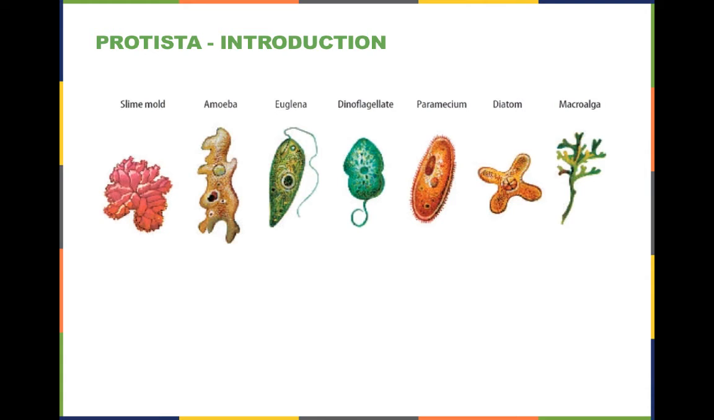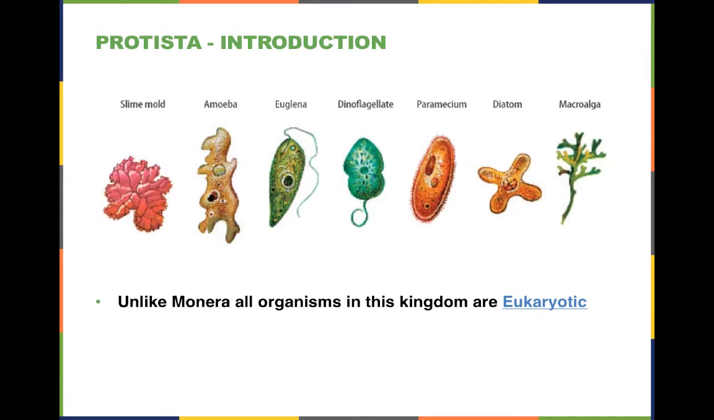This is week 5. Today we're going to talk about the kingdom Protista. And on the slide you see the vast array of different organisms that are included in the kingdom Protista. Kingdom Protista is actually divided into two kingdoms. Unlike Monera, all the organisms of this kingdom are eukaryotic as opposed to prokaryotic. In that way they all have membrane-bound organelles.